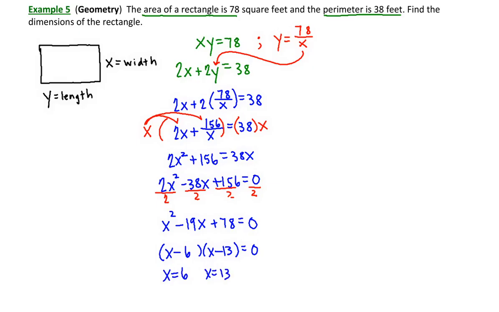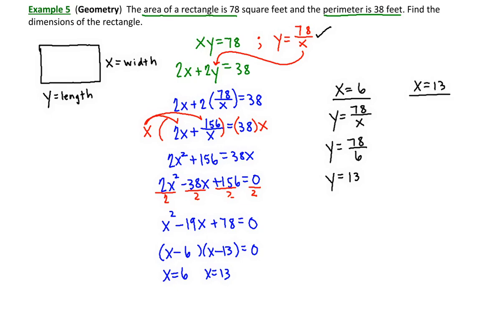So let's find the corresponding y values. So if x is equal to 6, and we know from this form of that first equation, y can be calculated as 78 over x. We can plug 6 in for x, and 78 divided by 6 gives us 13. Now if x is 13, then we can plug 13 into that same equation, 78 divided by 13, and lo and behold, we're going to get 6.